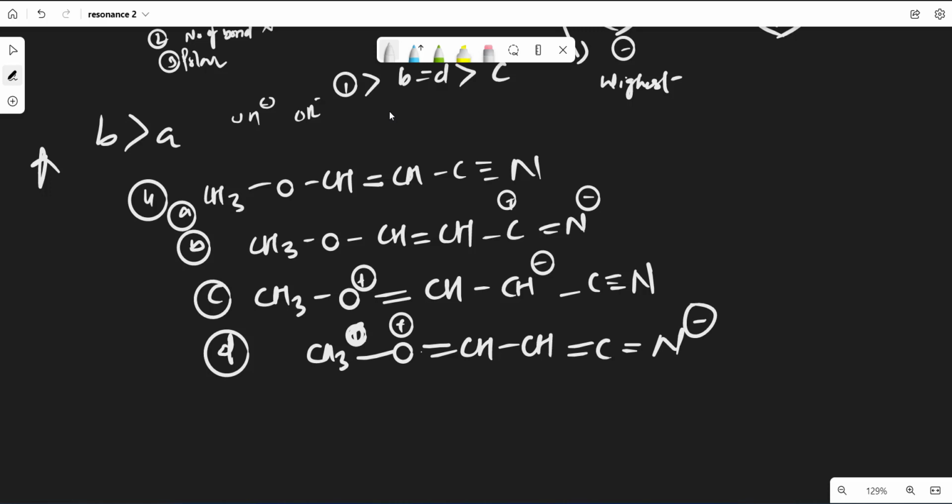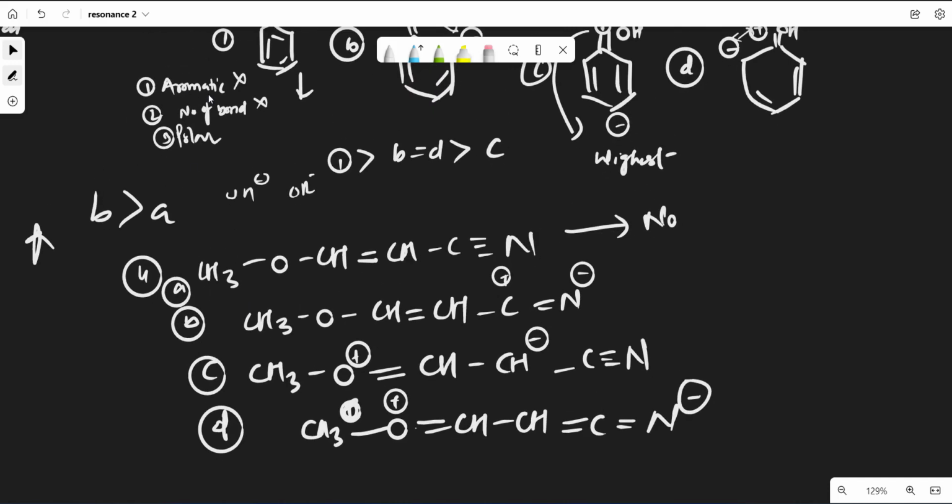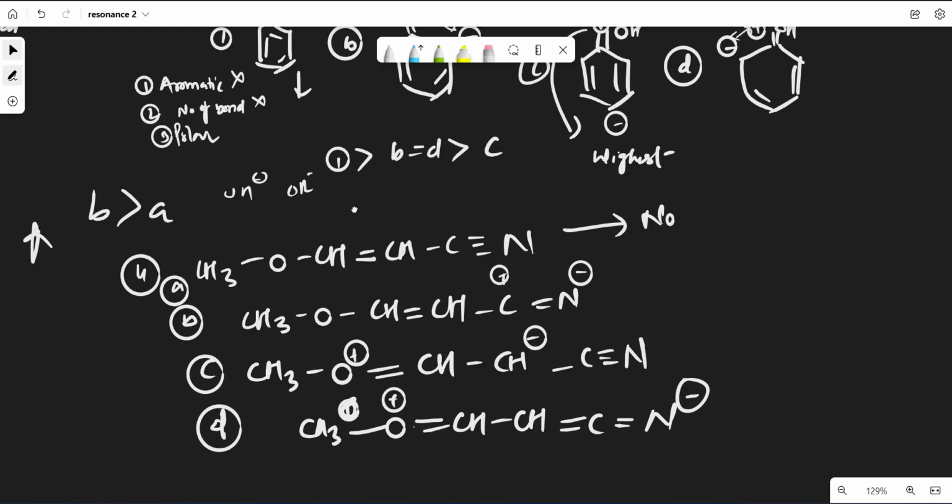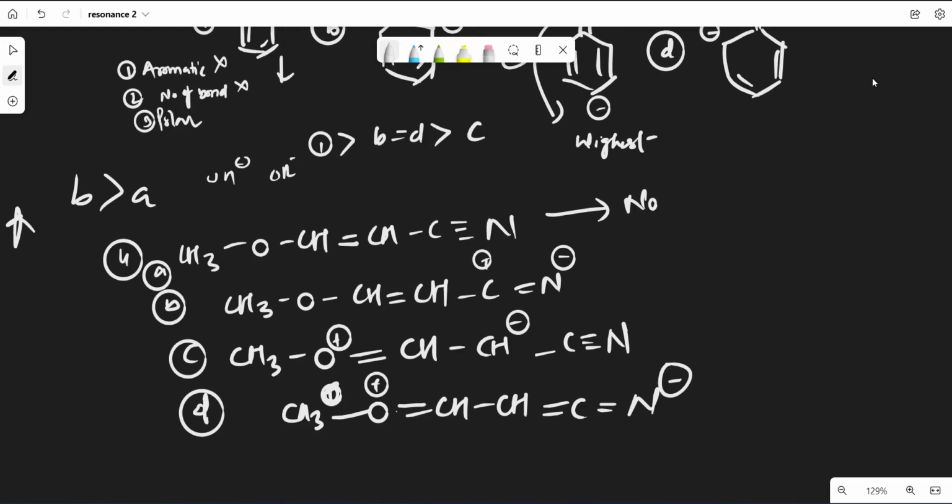Firstly, we'll check in the order: aromatic, check out your notes if you have made them, or check out my last video. There is no aromatic here. Then we'll go on to the number of bonds. This one has 13 bonds. This one has 12 bonds. This one has 13 bonds, and this one has 13 bonds. So for sure this will be the last.